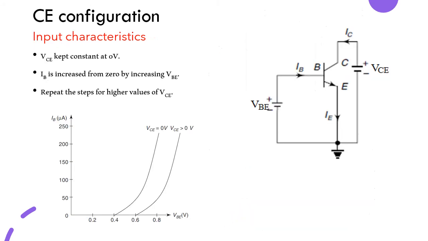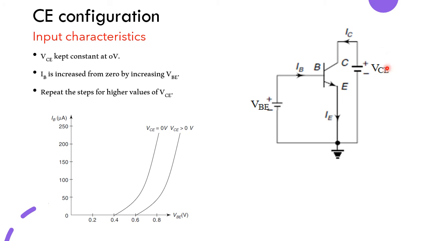And now we move on to the CE configuration, the common emitter configuration. So now the diagram is drawn like this. Here the forward biased voltage and here the reverse biased voltage. So this is common emitter. Here VBE is connected between base and emitter, and emitter is common, so you write it as the second letter. The source connected between collector and emitter is VCE, and emitter is common, so you write it as the second letter.